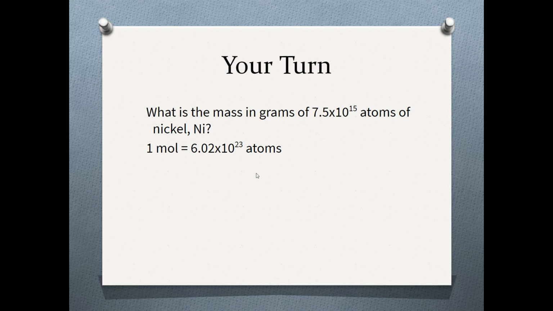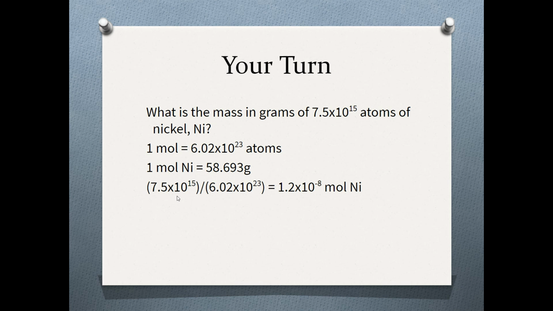So we know that 1 mole is 6.02 times 10 to the 23 atoms. And we know that 1 mole of nickel, according to the periodic table, is 58.693 grams. So I would divide the atoms given by 6.02 times 10 to the 23 to get moles, which is 1.2 times 10 to the negative 8 moles of nickel. Then I would take that moles and multiply it by the molar mass of nickel, 58.693 grams, to get 7.3 times 10 to the negative 7 grams of nickel.